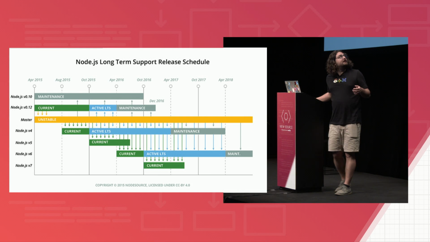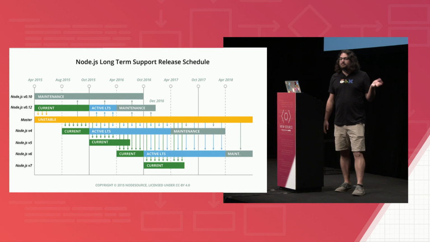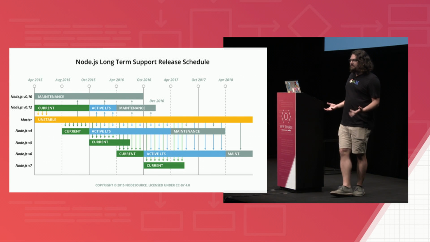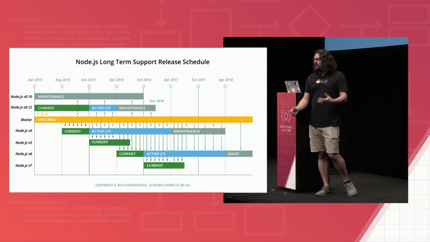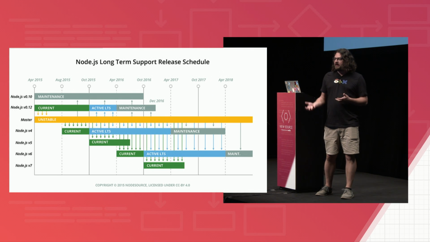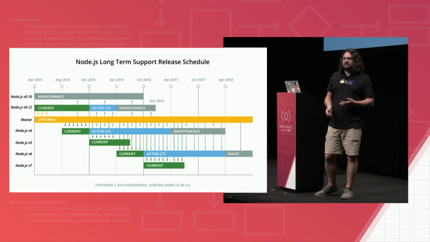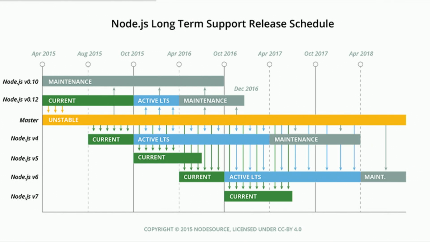So what you see above me is the Node LTS release schedule. There's a lot of information here, so I'm going to try to walk you through it all. But essentially it breaks down how we do our release schema and how things are released. So you'll notice there you can see 0.10 and where it stops in October. You can see 0.12 and where it stops in December. You can see master, which is an unstable branch.